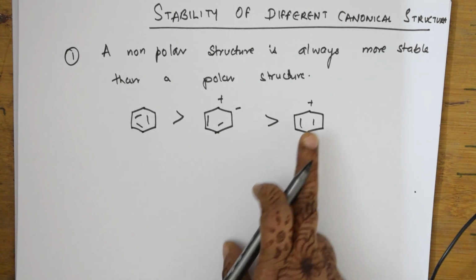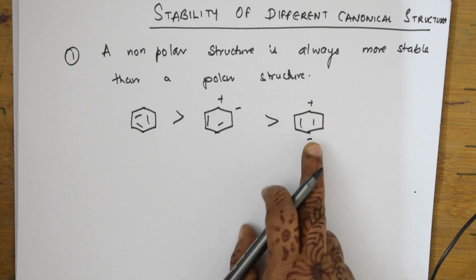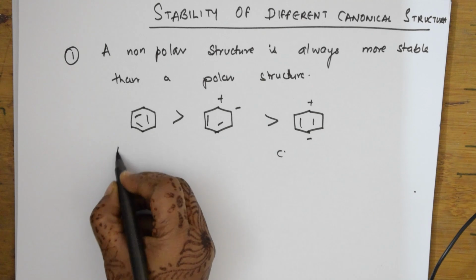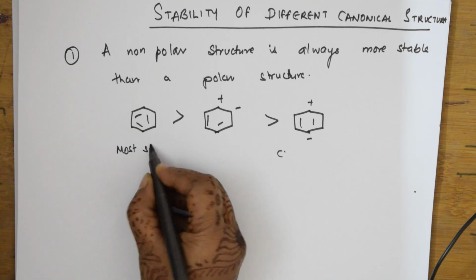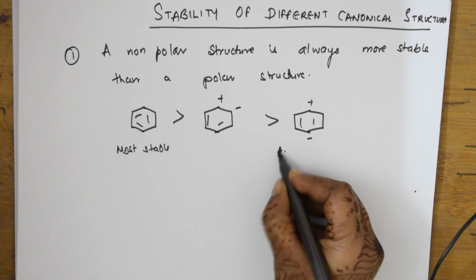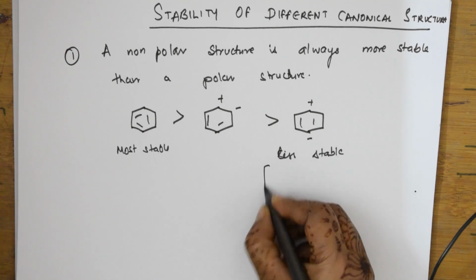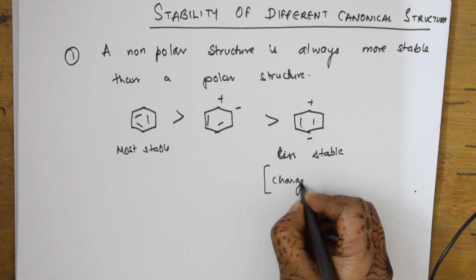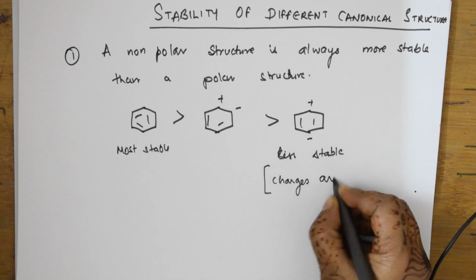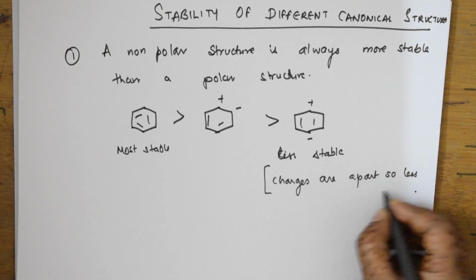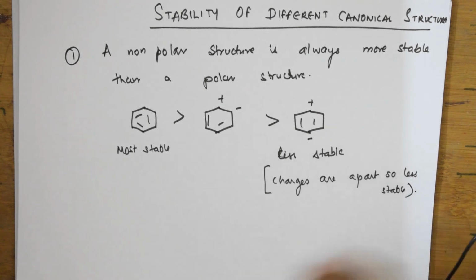So remember, charges are apart, so this is less stable. Why is this less? Okay, this is most stable, this is less stable. What is the reason here? Reason is charges are apart, so less stable. Right? Done.